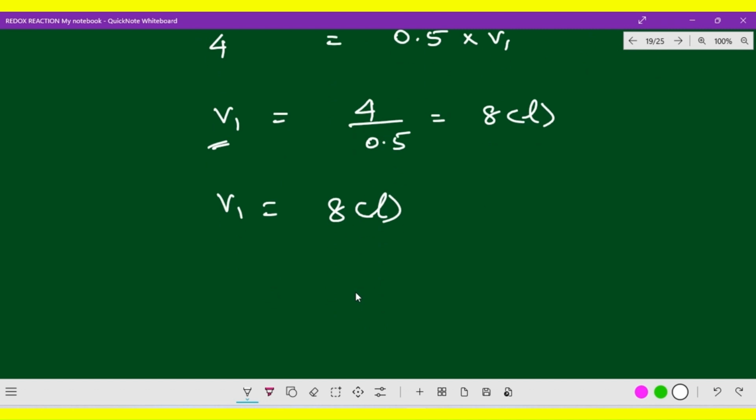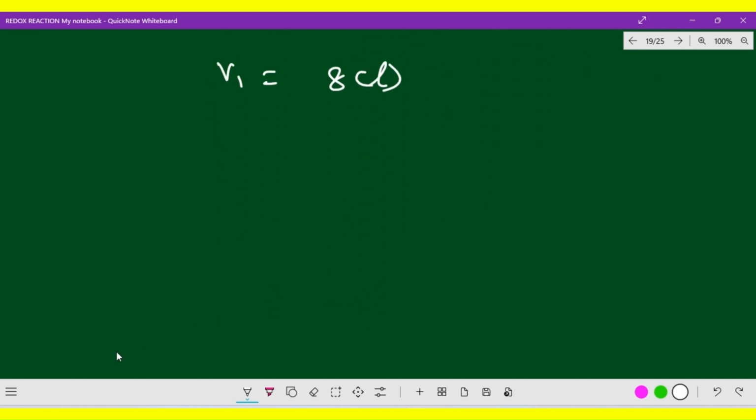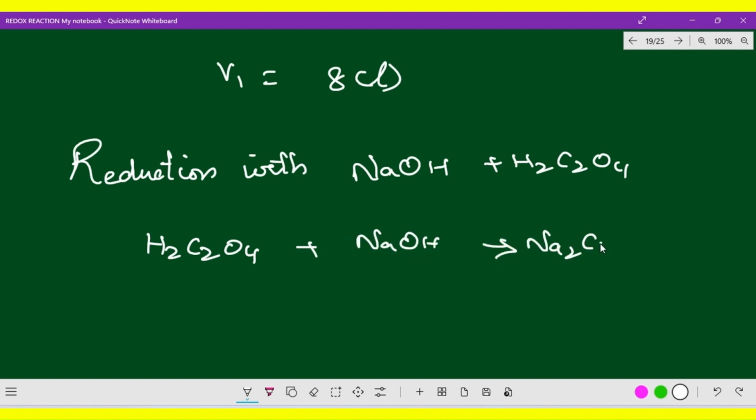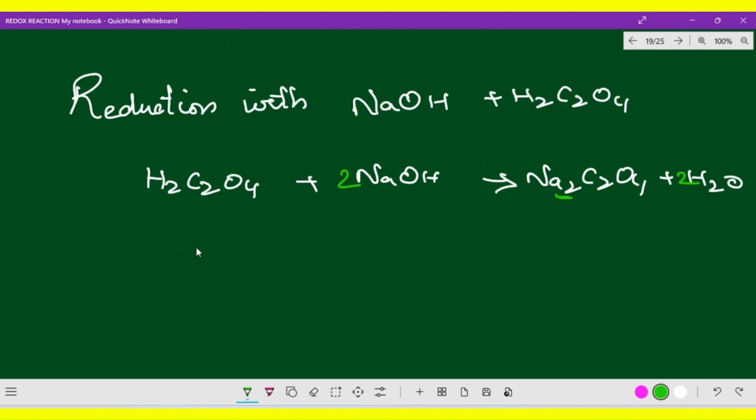Now we have to identify V2. I hope you got that idea. See, this is a ratio, like a comparison. Now the reduction process, like neutralization, with NaOH plus H2C2O4, like acid base. So H2C2O4 plus NaOH gives Na2C2O4 plus H2O. Balancing, here 2, because of Na2, so here 2 H2O. So yes, you'll be getting this.